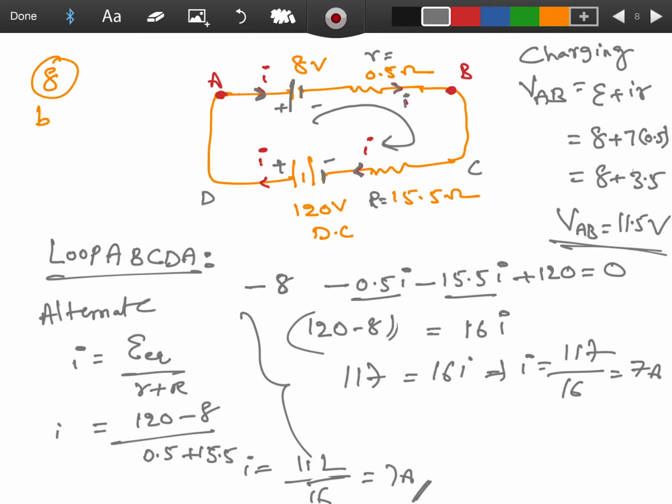Students, first you need to find the current, then the potential difference between A and B is the terminal voltage. Terminal voltage in charging method is E plus Ir. Discharging means E minus Ir. Anyhow, this is charging, E plus Ir. I hope it is clear. I am moving to the next question.